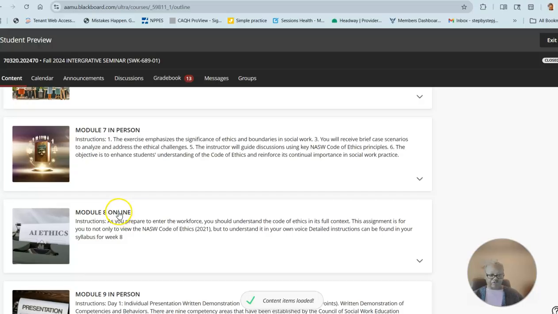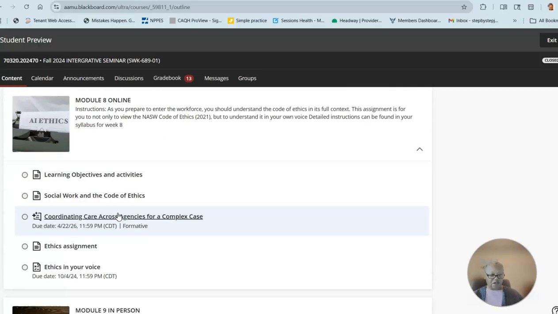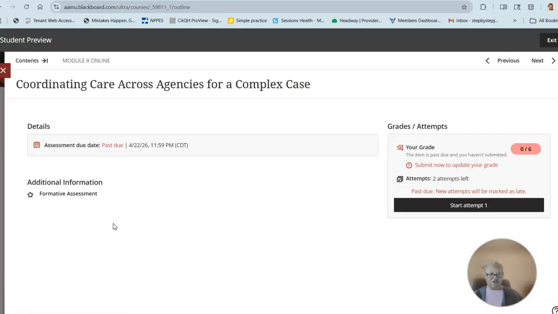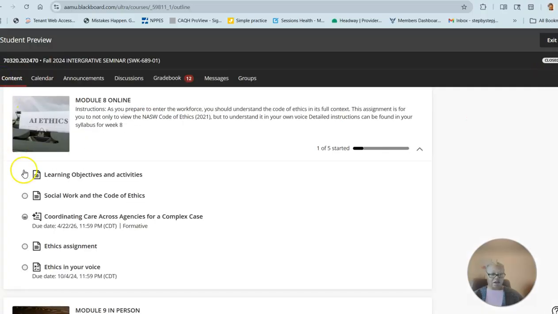For each assignment, you'll see that there are detailed instructions in terms of what it is that you need to do. I'll be clearing this up, and I'll give you more information about that one. I thought I had given you information about that one.